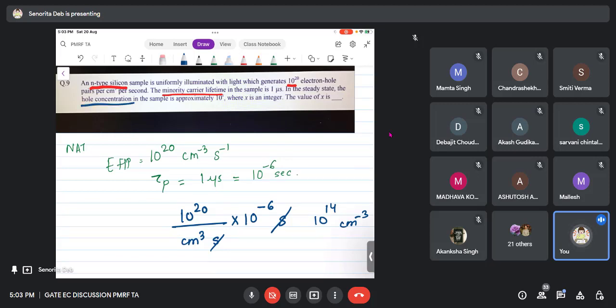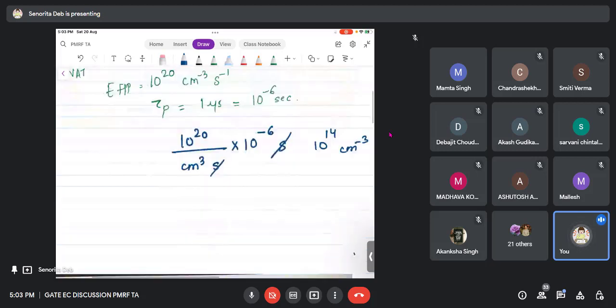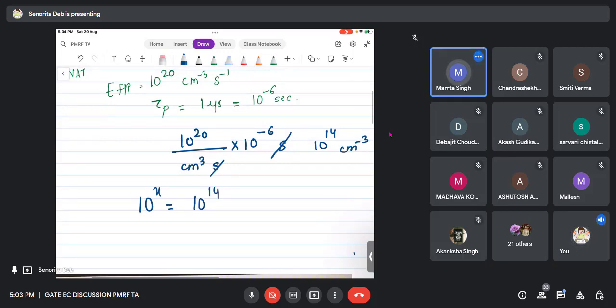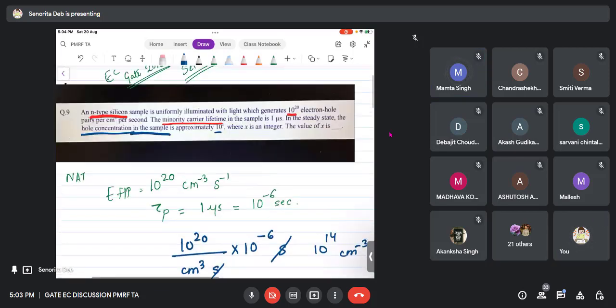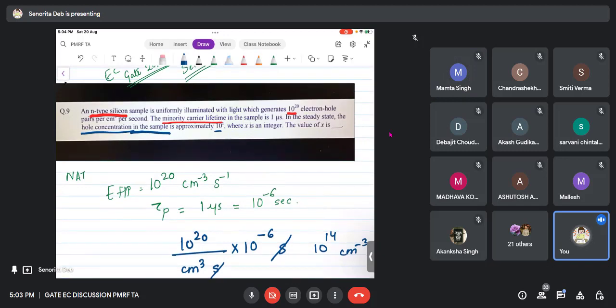So they are saying in steady state the hole concentration in the sample is approximately 10 to the power x. So therefore 10 to the power x equals 10 to the power 14. Yes, right ma'am. Now there is one problem here that they should have mentioned. For 10 to the power x, they should have mentioned the unit. So this is a problem from their side.